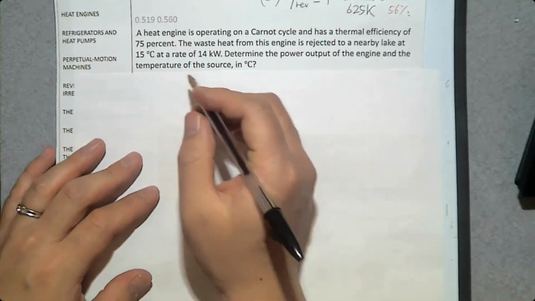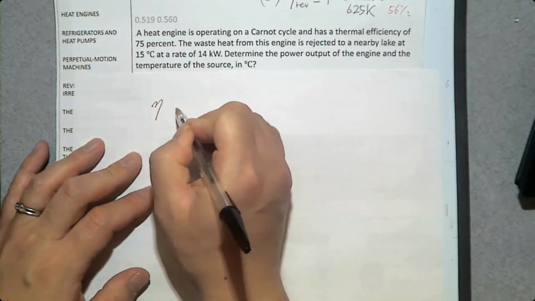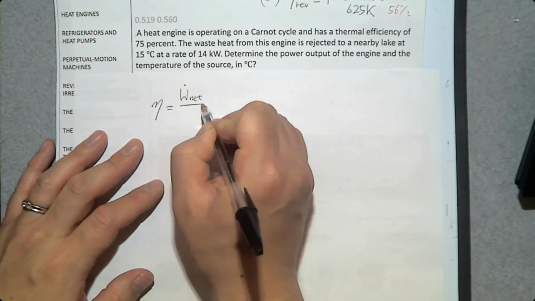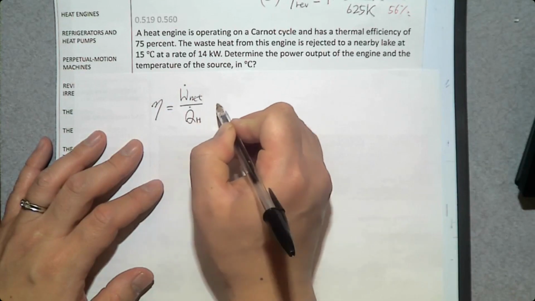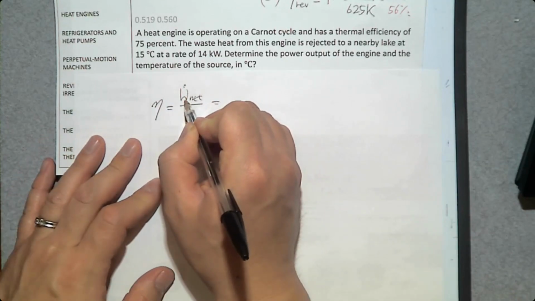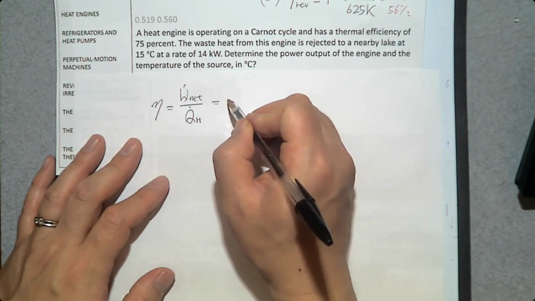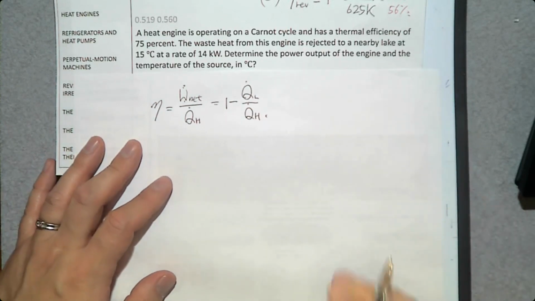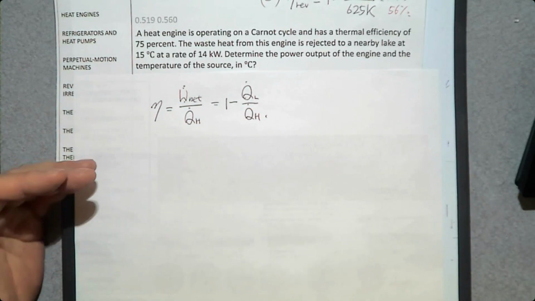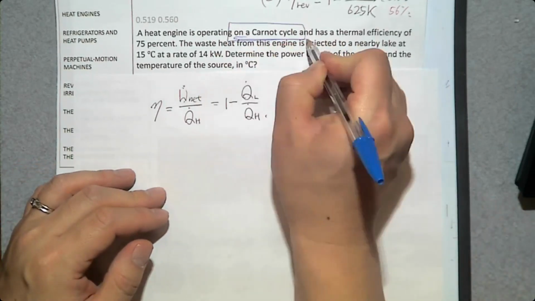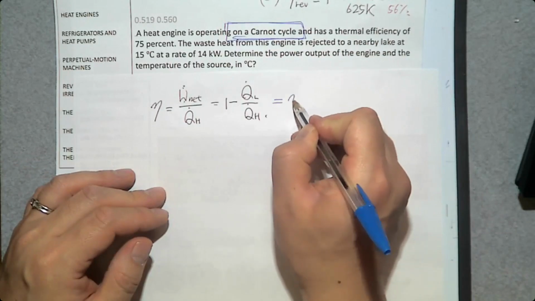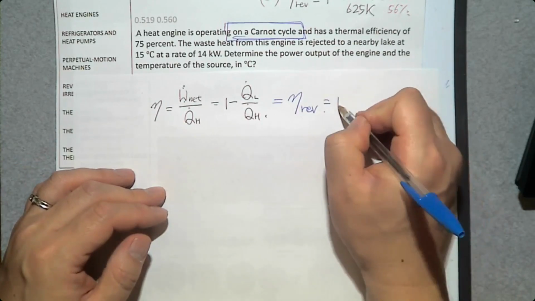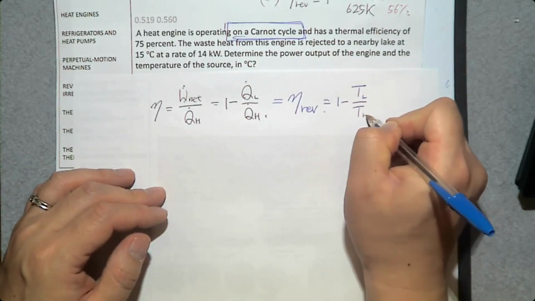Okay, we can do that. So the actual efficiency of a heat engine can be determined by W dot net over Q dot H. And since W dot net is the same as Q dot H minus Q dot L, it's going to be 1 minus Q dot L over Q dot H. And wait, it is the ideal heat engine. It is on a Carnot cycle. So you can say this is also the same as reversible heat engine efficiency, which is 1 minus TL over TH.